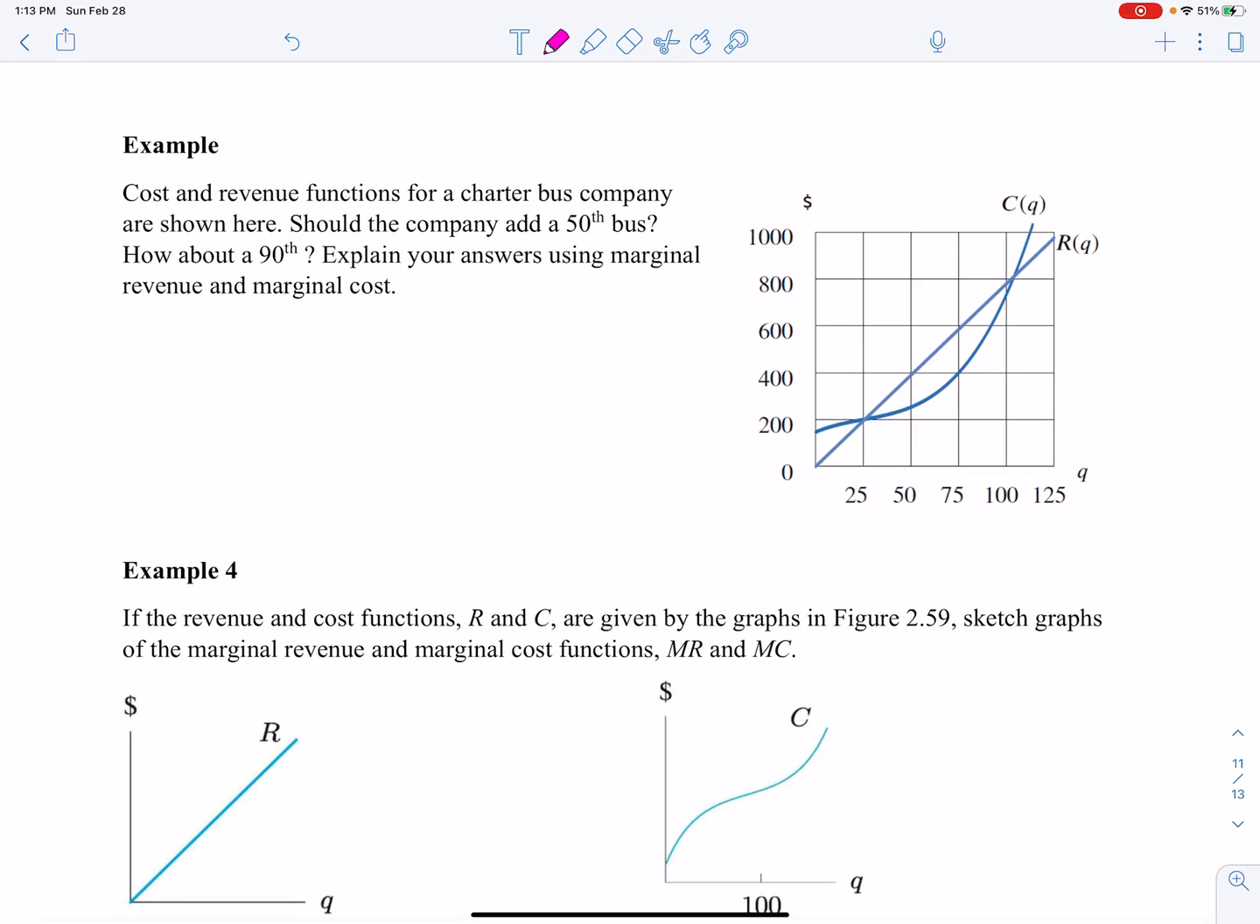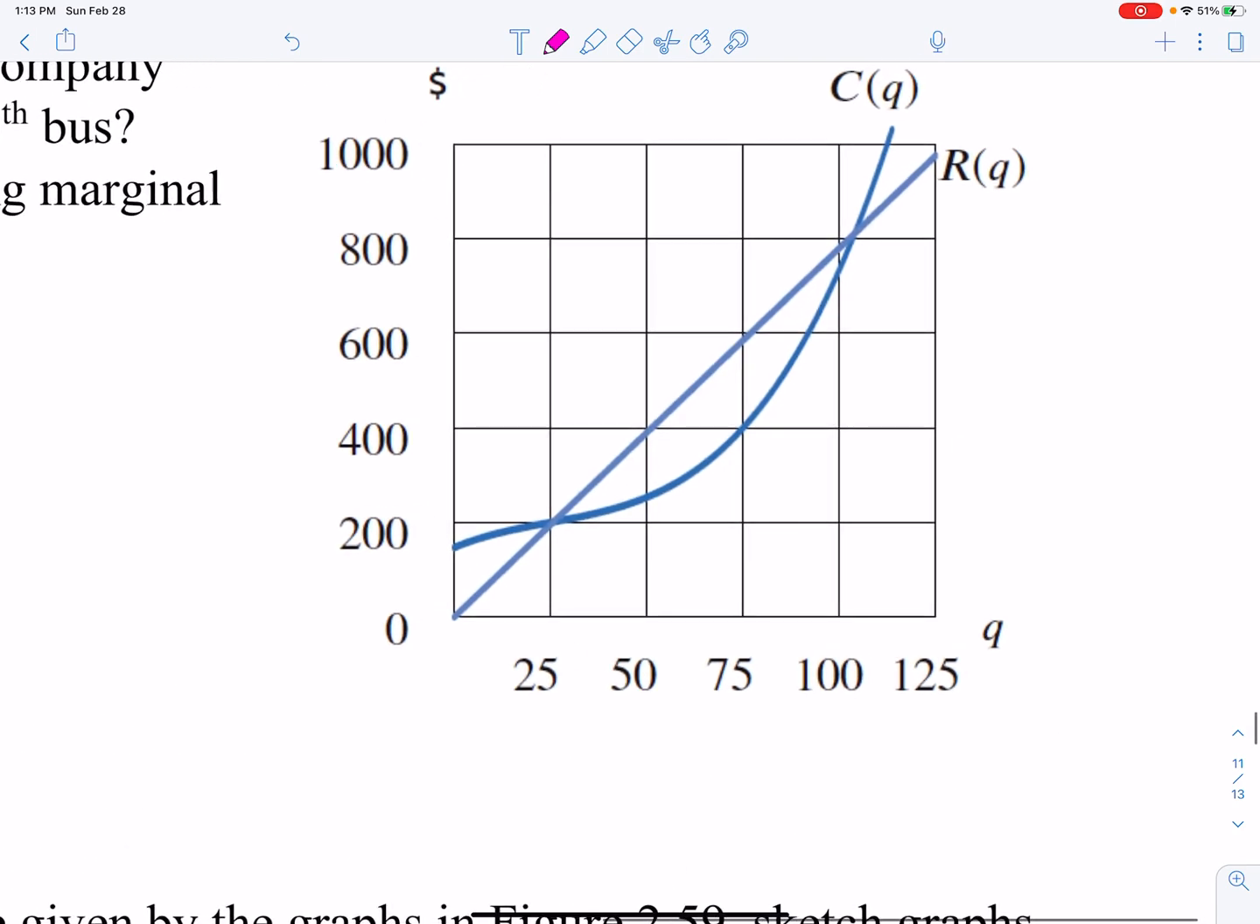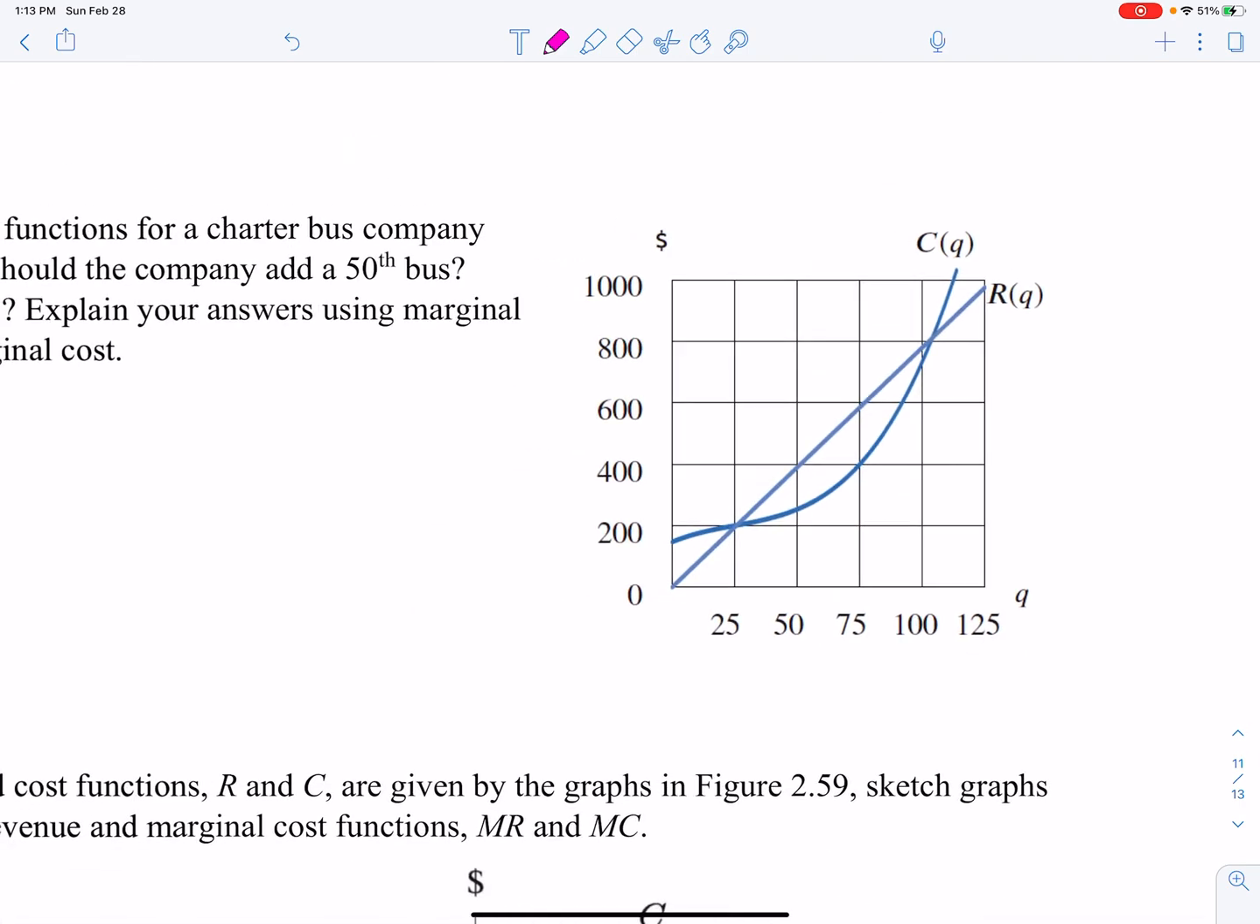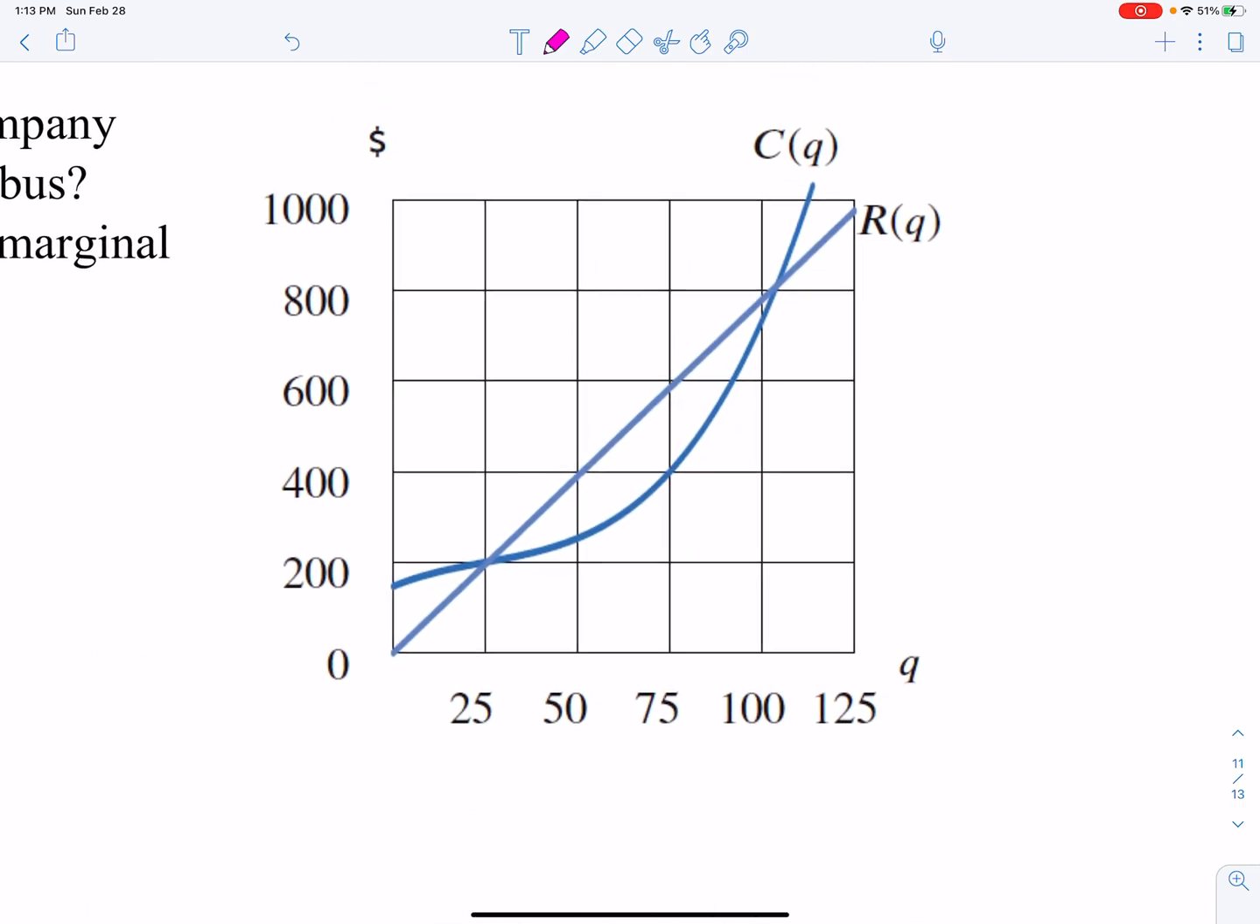All right, so here's an example. The cost and revenue functions for a charter bus company are shown here. Should the company add a 50th bus or a 90th bus? What do you think? Well, let's look here. So profit is when revenue is bigger than cost, right? So let's see. First one is, should we add a 50th bus?